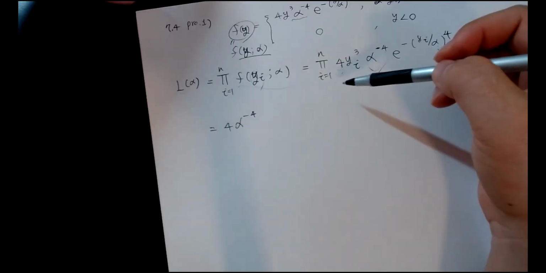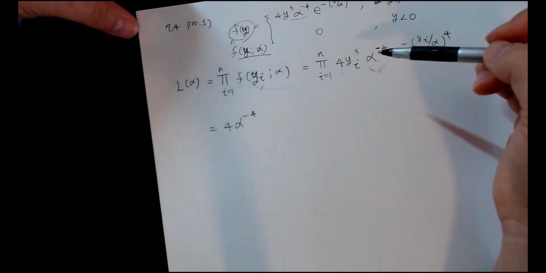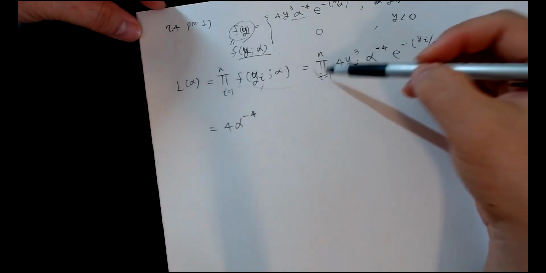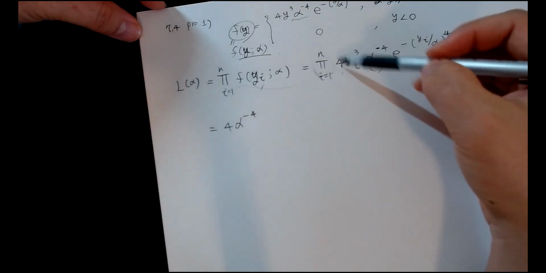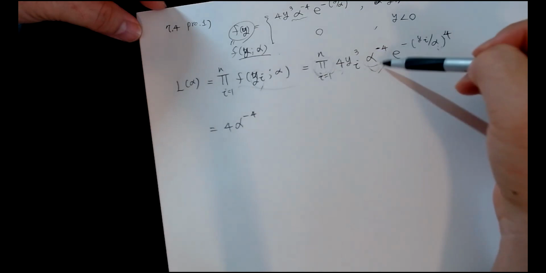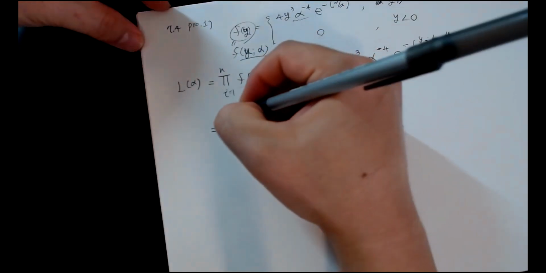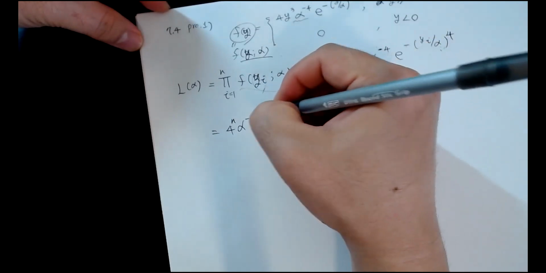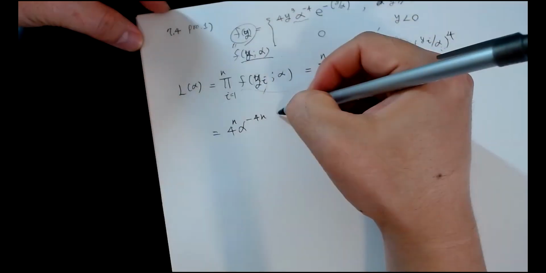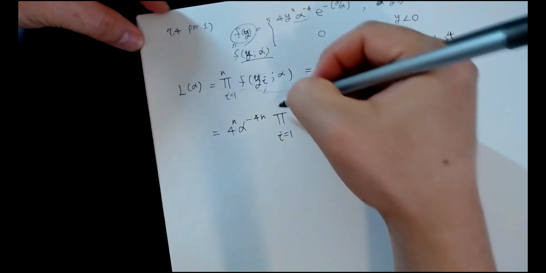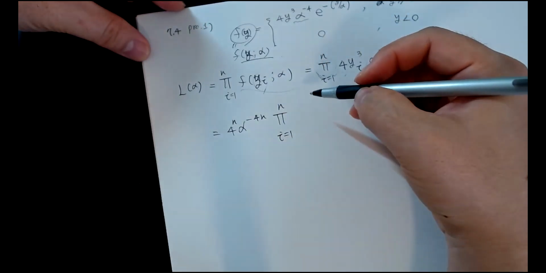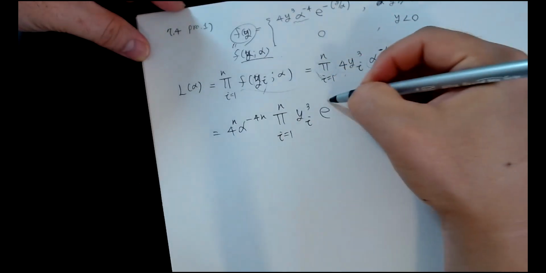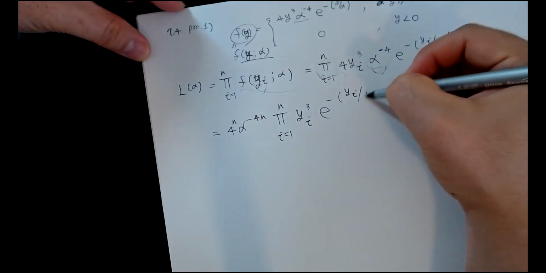But when you take them out, you have to consider the meaning of the product. It means that we multiply 4 n times, and we multiply alpha to the negative fourth power n times. So we get 4 to the nth power and alpha to the negative 4n. Keep in mind this. The product, i goes 1 through n, of yi to the third power and e to the negative yi over alpha to the fourth power.